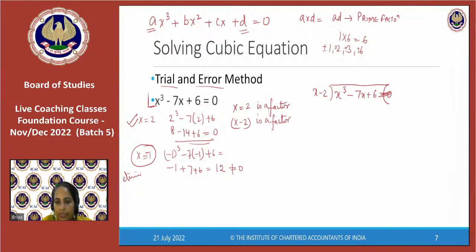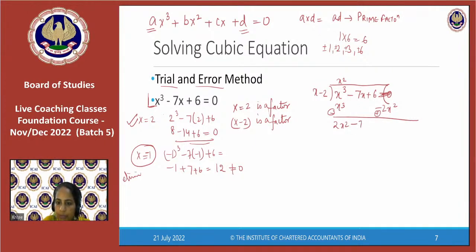So how do we divide? If this is x cube, this is x. By multiplying x square, I get x cube. So x square into x gives me x cube. X square into 2 gives me minus 2x square. Subtract. What I get here is 2x square.